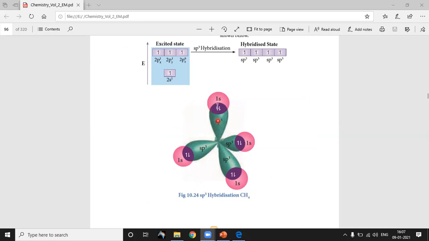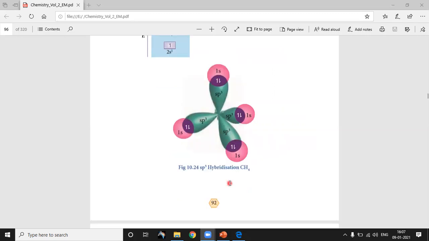It is the carbon present at the center, and that carbon is surrounded by 4 hydrogen. Now the electron from hydrogen and the electron from carbon combine to form one bond here. So totally on all sides 4 bonds will form, right?